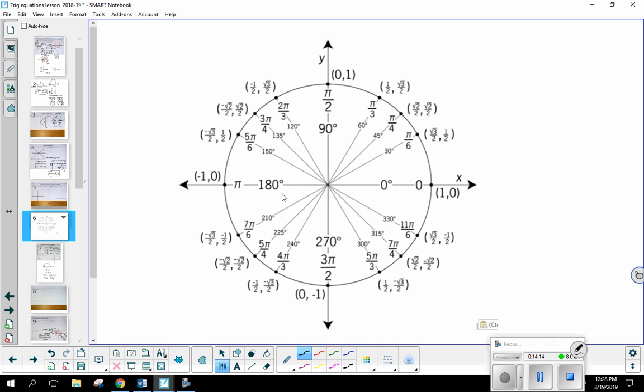Okay, I heard 2 pi over 3. So there's a negative 1/2 for x. And then 4 pi over 3. Okay. There's a negative 1/2 for an x. So those are 2 answers coming from that one: 2 pi over 3 and 4 pi over 3. Okay, perfect.